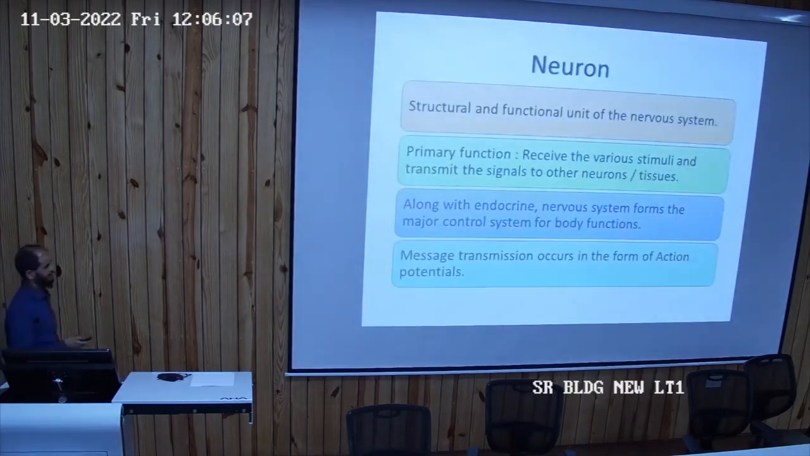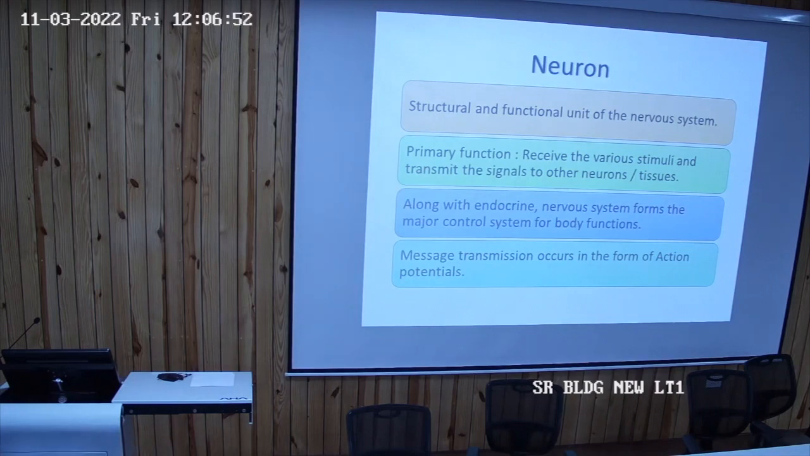So it is very important to understand that the neurons in your body are the structural unit, the building blocks of the nervous system. And basically, what is their function? They receive the impulse and carry the impulse to different parts of the body. So the primary function is to receive the stimulus and then transmit it to other neurons or other tissues in your body, depending upon the need. Along with the nervous system, the other regulatory system is the endocrine system. These are the two major control systems of your body.